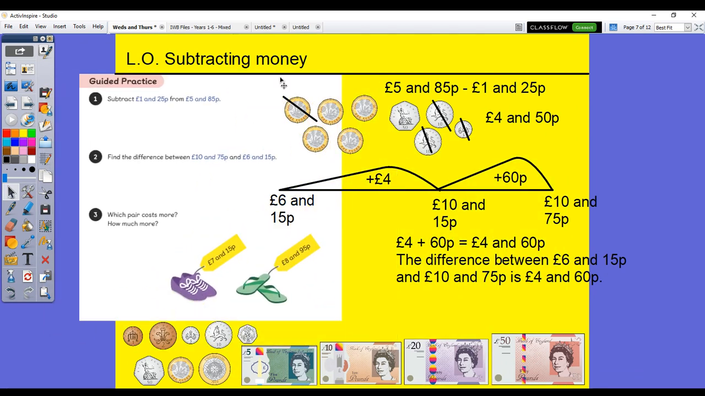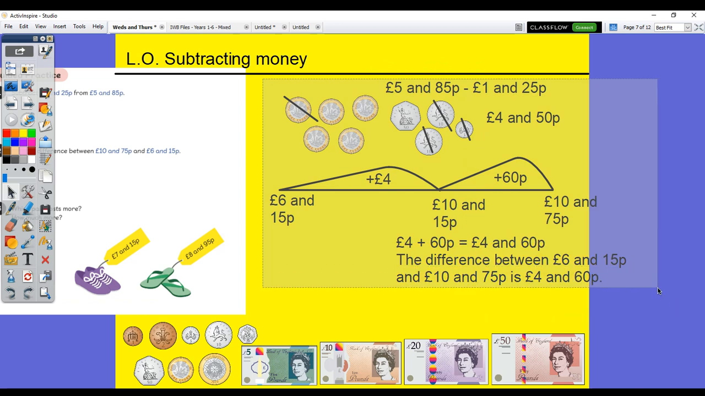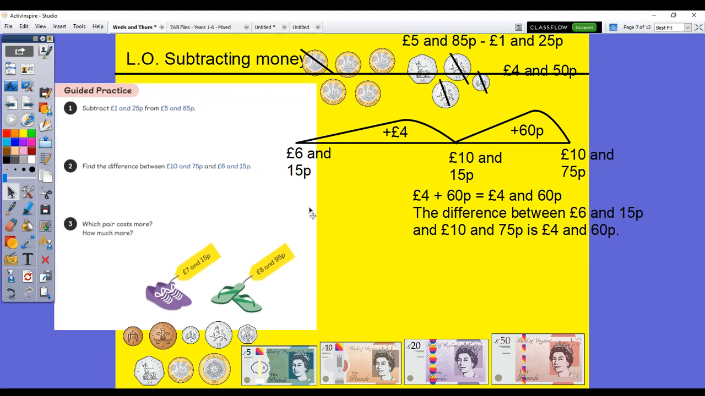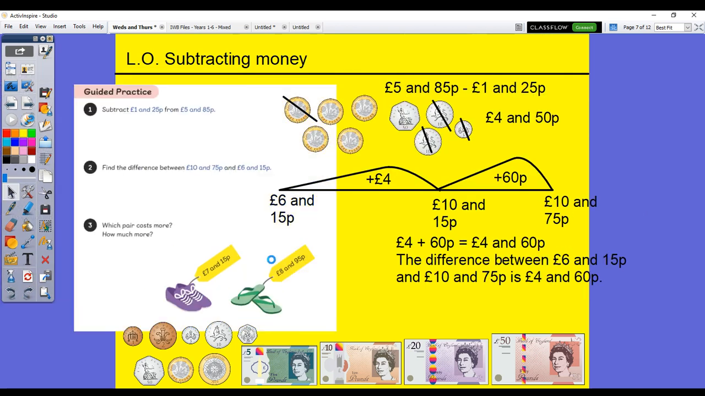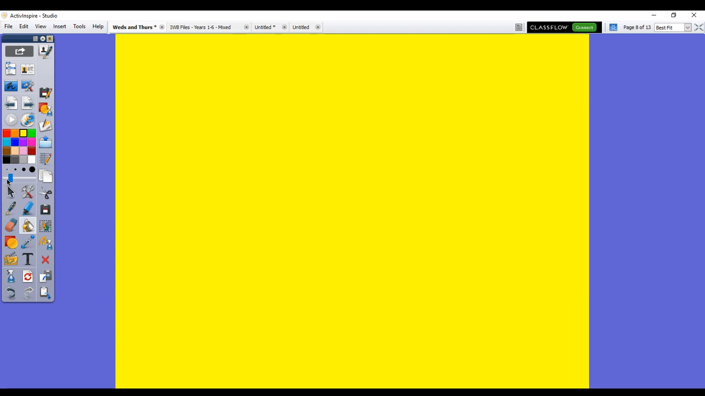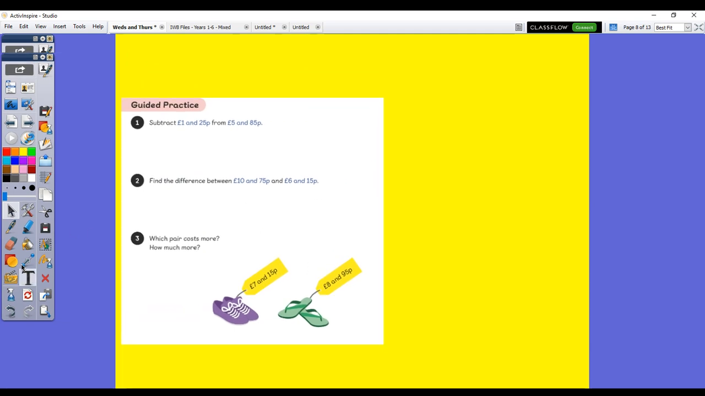Okay, so I'm going to try and move this up a little bit. Let's move that over there. Move that all. It's going to be a bit tricky to move all this. Let's put it over there for now. Okay, the last one. Which pair costs more and how much more? I think what I might actually do is put that there. Copy that. Excuse me about this little technical area, but I want it to be as clear for you as possible. Okay, so I'm not going to have the yellow there just for this lesson, this slide.